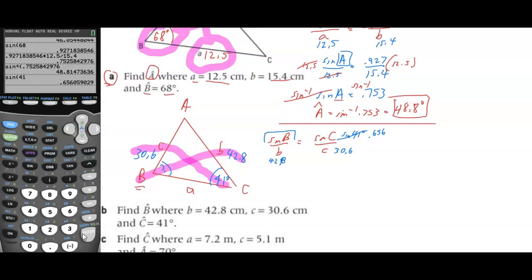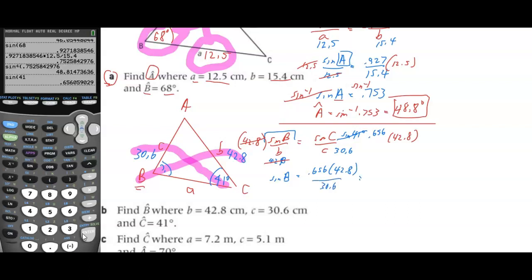So we're going to multiply both sides by 42.8. If we multiply both sides by 42.8, then we can cancel out the blue 42.8 on the bottom with the red 42.8 on top, and now sine B is almost all by itself. Sine capital B equals, and then on the right side we have 0.656 multiplied by 42.8 divided by 30.6.